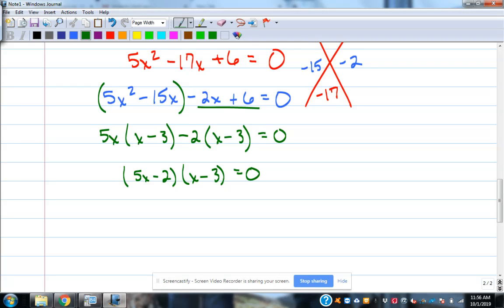Now what do I do with each factor? Set them equal to 0. So 5x minus 2 equals 0. X minus 3 equals 0. Solve those. Should be 2/5 and 3.